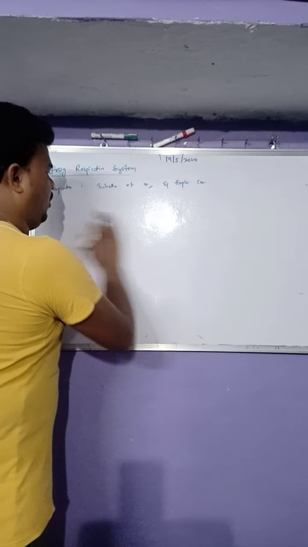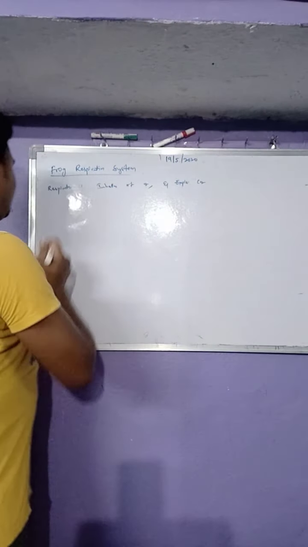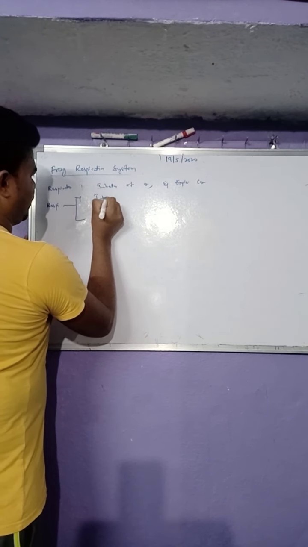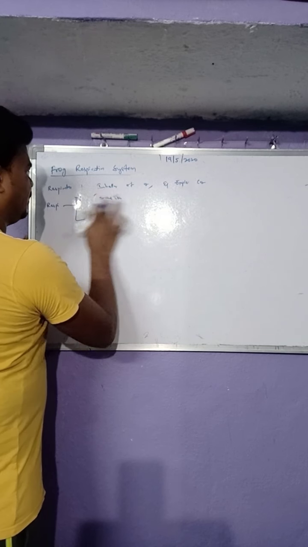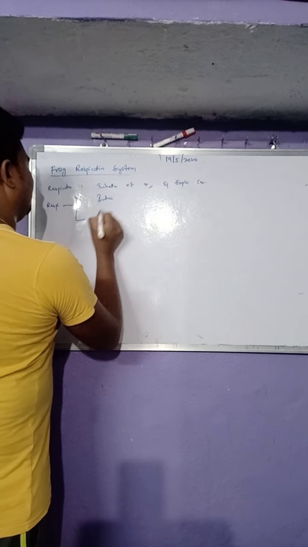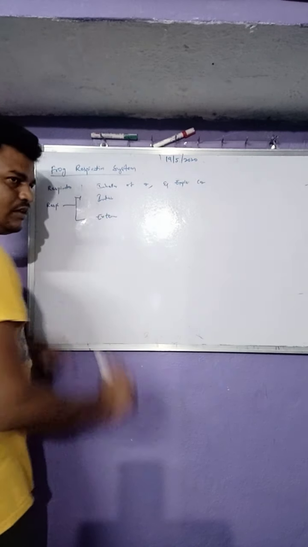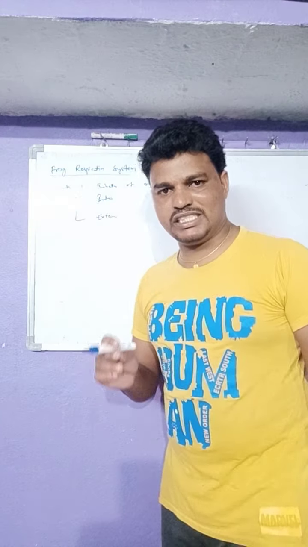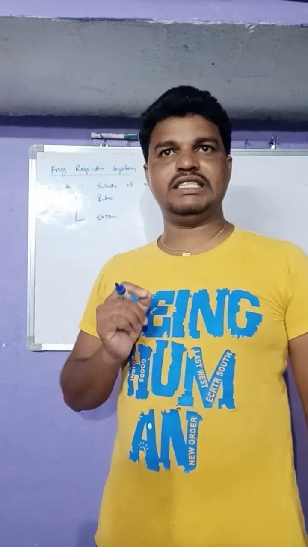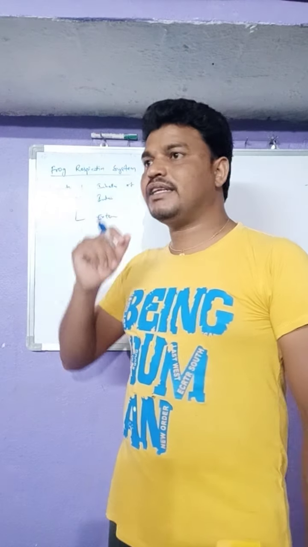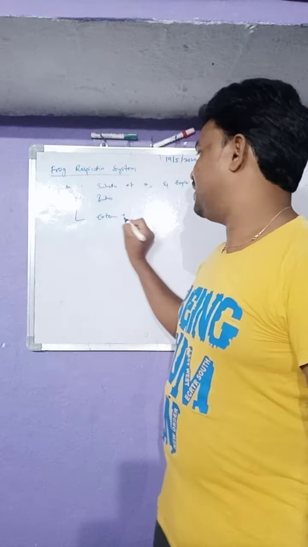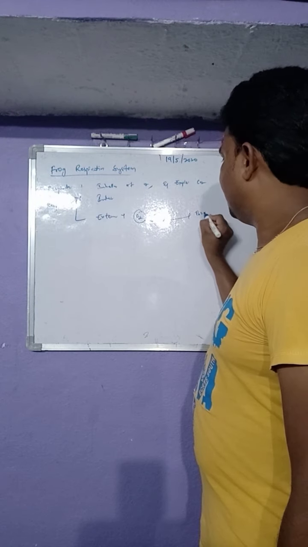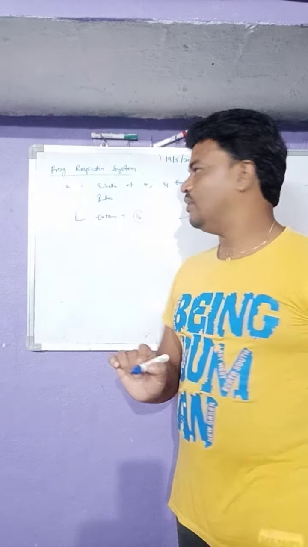Now, respiration is of two types: internal and external respiration. What is internal respiration and what is external respiration? For example, we take oxygen from the atmosphere into our body. That type of respiration is called external respiration. So oxygen comes from the environment to the body. This is called external respiration.